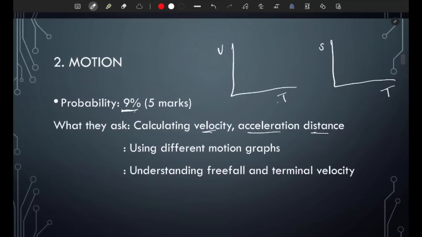You also need to know the formulas to calculate velocity. So velocity is distance over time, acceleration is change in velocity over change in time. So these formulas you would need to know, and if you don't know them, again, I have a video down below in the description that would go through everything.